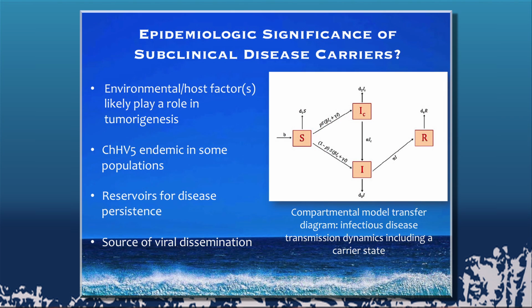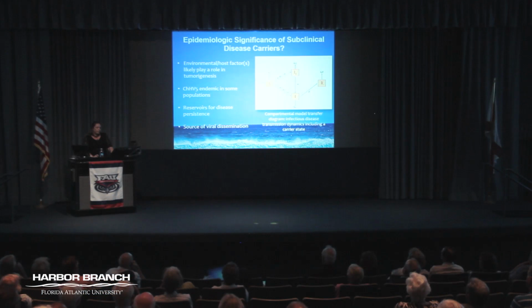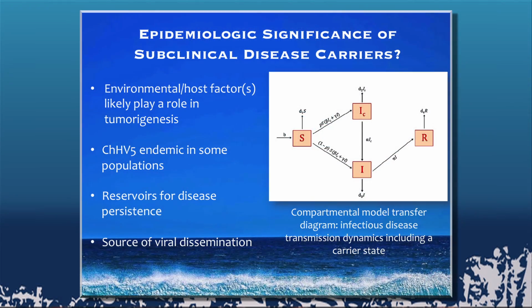And throughout this research, we found a lot of subclinical disease carriers. So you guys may not realize it, but subclinical disease carriers are really important within the epidemiology of a disease. So the fact that we have animals that are infected but asymptomatic points to an environmental and/or host factor that plays a role in tumor development, like I said before. It also suggests that this virus is endemic in some populations. These animals serve as a reservoir.